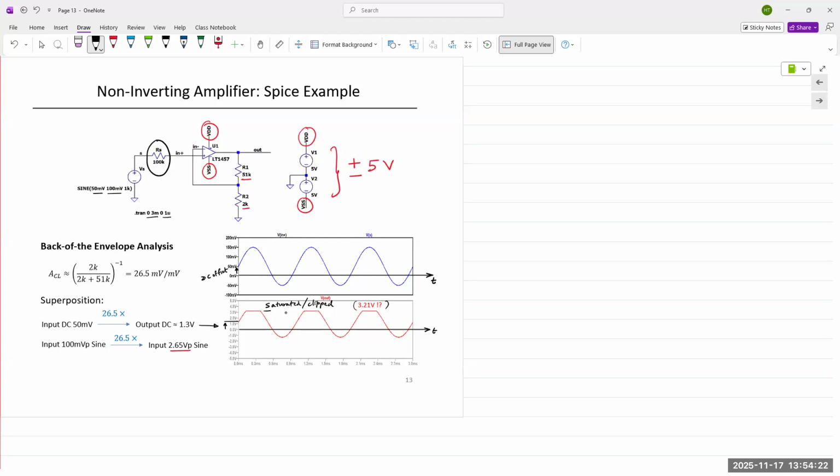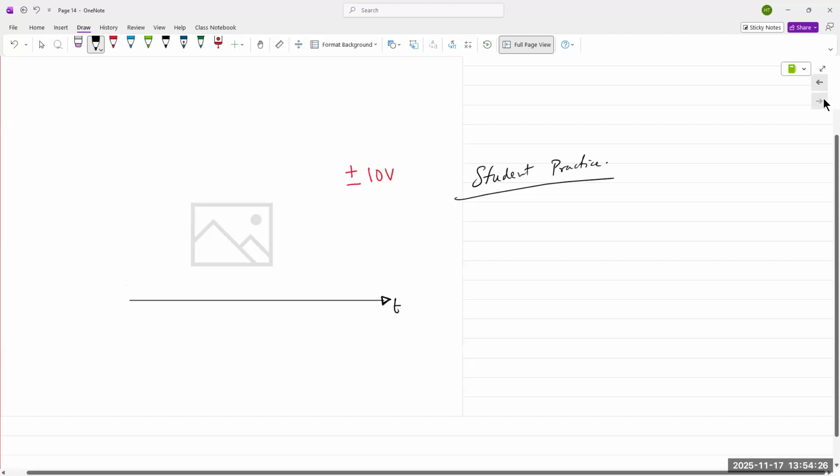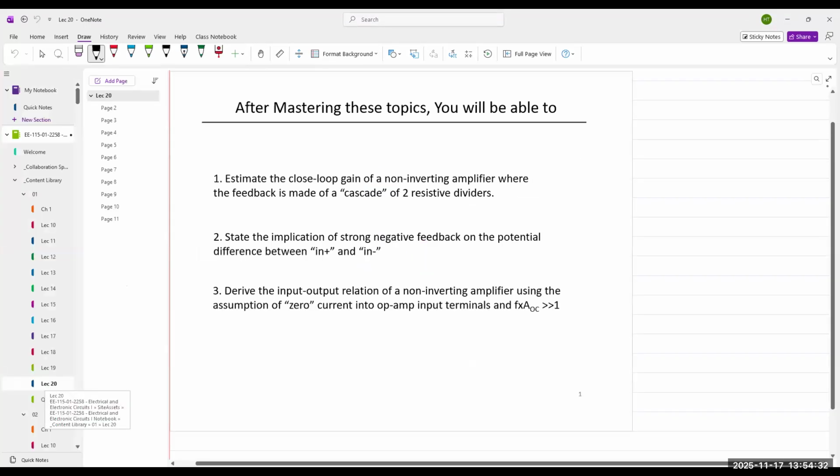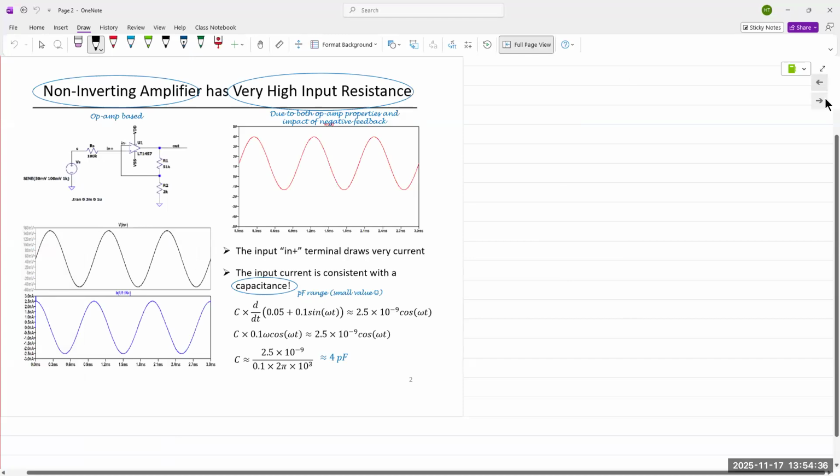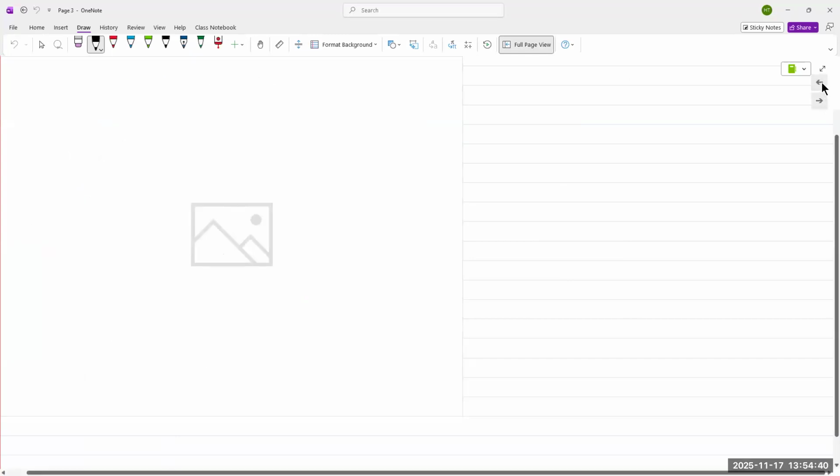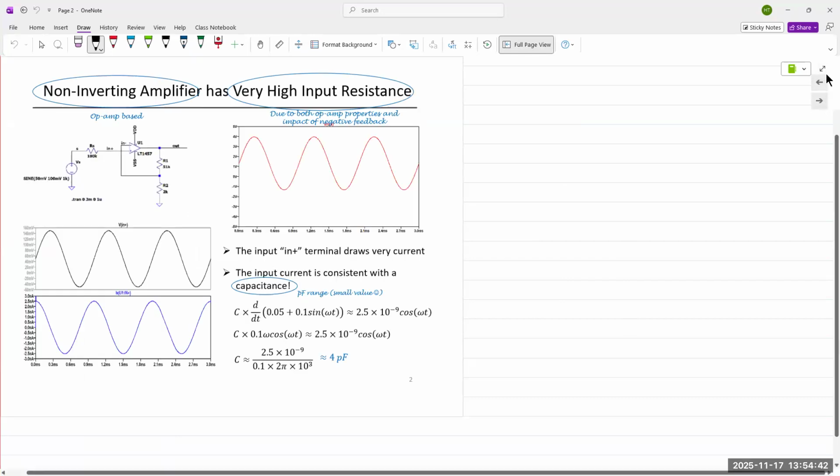All right, okay. Let's see. So then let's look at, oh yeah, before we look at the inverting amplifier and non-inverting amplifier, some properties.